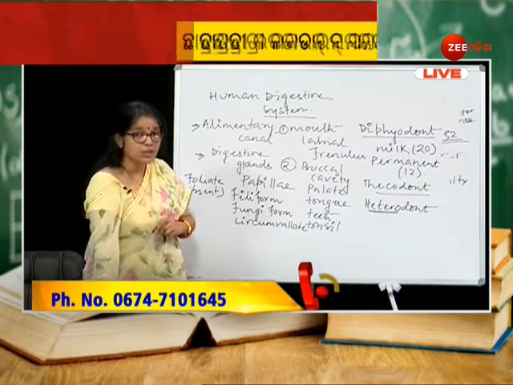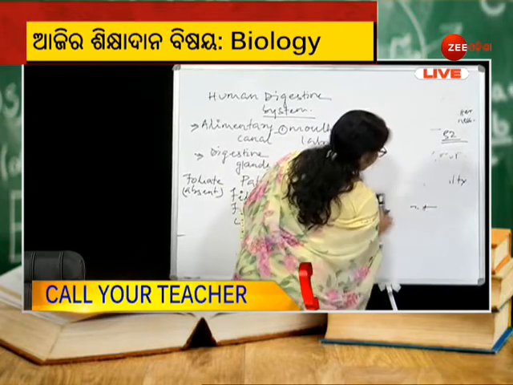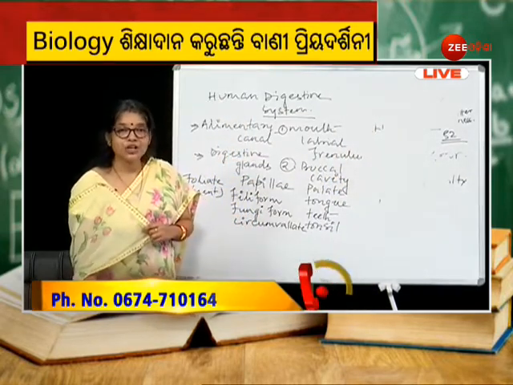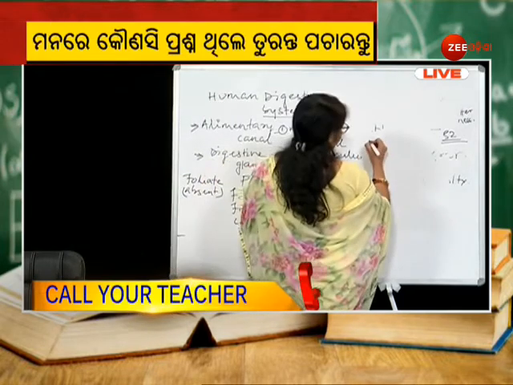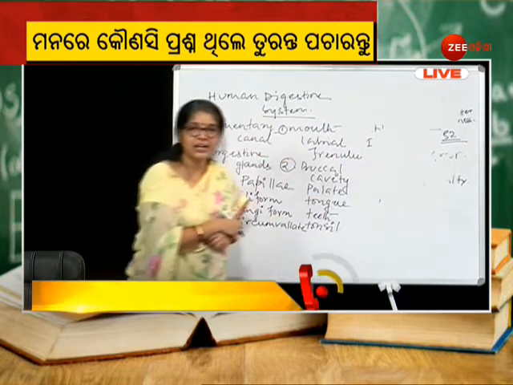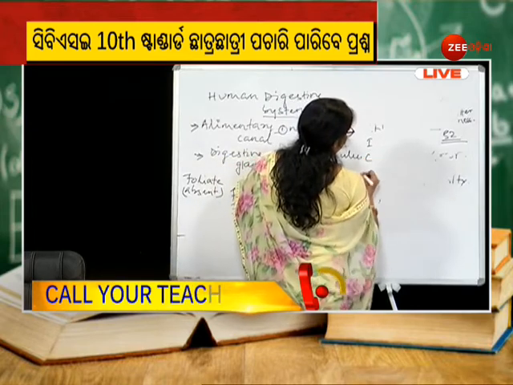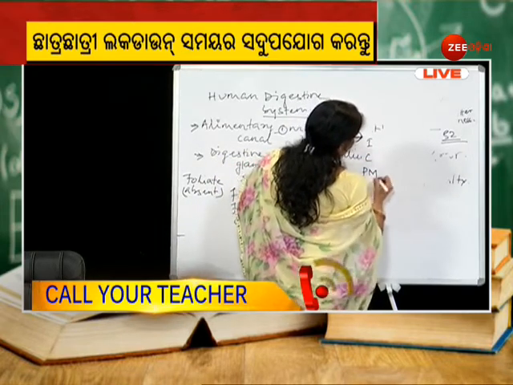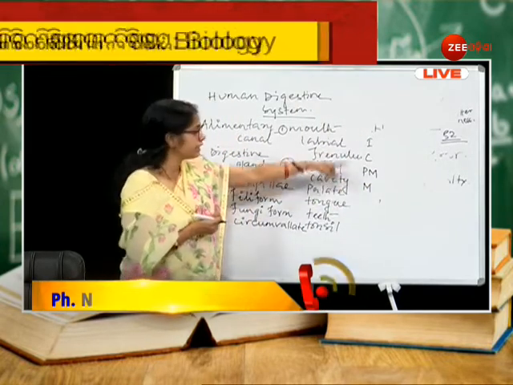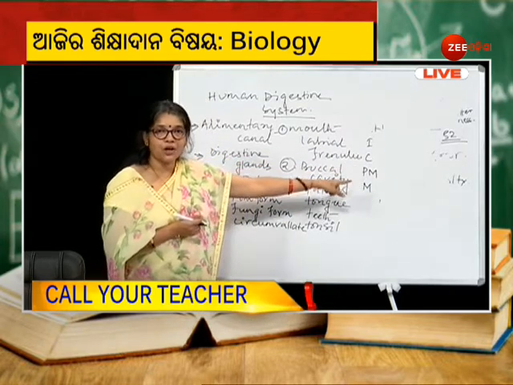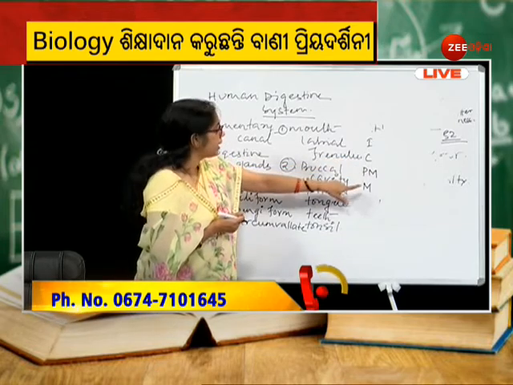So let's discuss the heterodont type of teeth. It means that in human, within the buccal cavity, there are 4 different types of teeth. The first one is incisor, denoted as I. The second one is canine. The third one is premolar. And the last one is molar. So these are the 4 different types of teeth present within the buccal cavity of human: incisor, canine, premolar and molar.